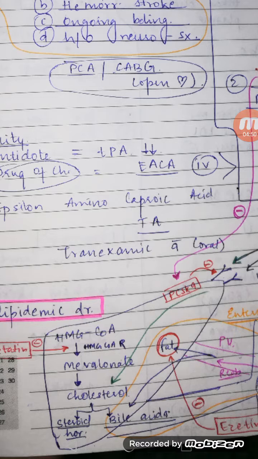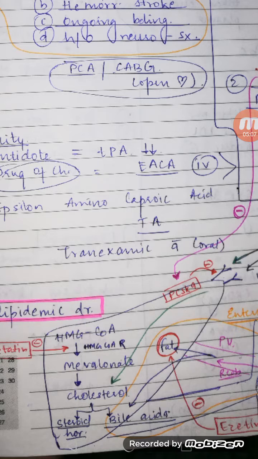Okay, at site number 1. So what will be the effect of the direct effect? There will be decreased cholesterol synthesis by the liver cells. That's it. Now, site number 2 was enterohepatic recirculation.